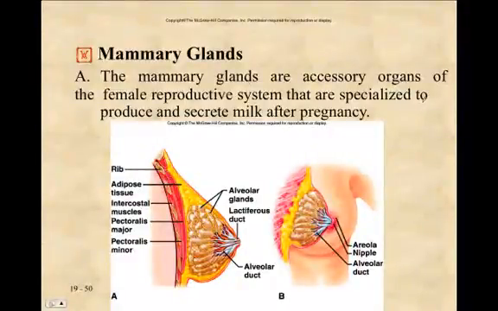Okay, so some other accessory female reproductive organs are going to be, of course, the mammary glands. And the mammary glands, of course, are specialized to produce and secrete milk after pregnancy. So again, for lab purposes, you can see here you have all of these alveolar glands. That's where the milk will be produced. And then they will eventually dump the milk into these alveolar ducts. And then the alveolar ducts will all dump into these lactiferous ducts. And then the milk will be released.